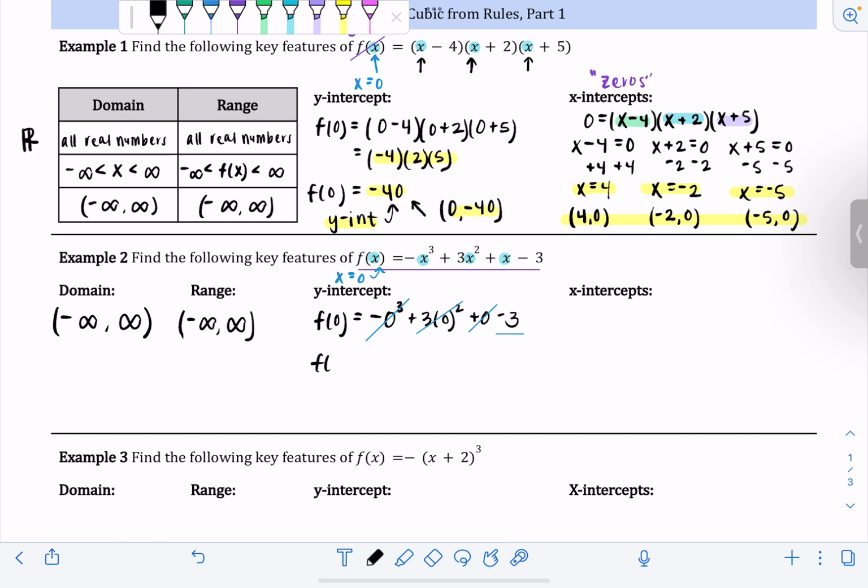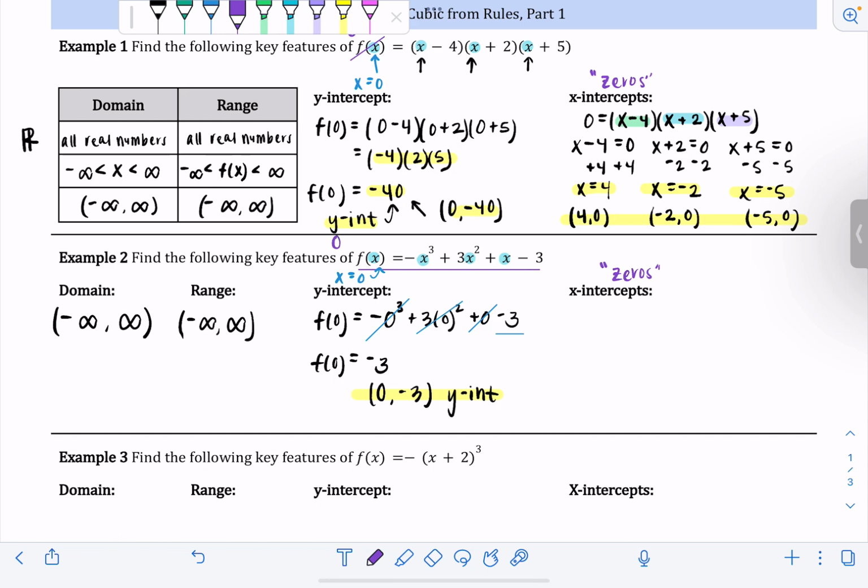So either way, whatever way works, the main thing to remember is if you don't remember that the constant is the y-intercept, put in 0 for x and you'll find it. Okay, and then just to write it as a point, (0, negative 3) is our y-intercept. And then for x-intercepts, same initial approach, we're finding the zeros.